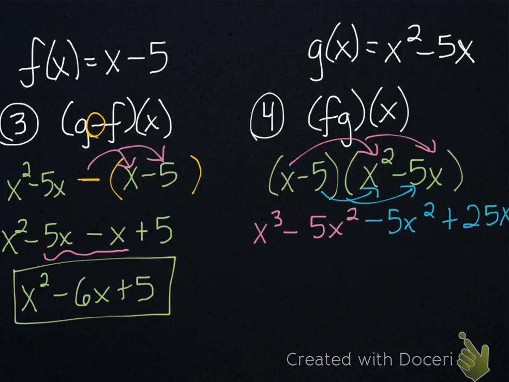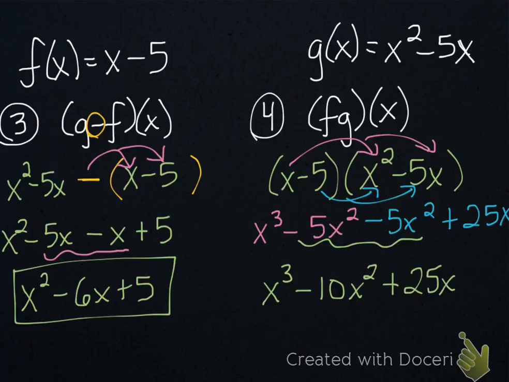Now it's time to combine like terms. I only have one x cubed, so I'm writing it down. Notice I've got 2 x squareds. No, they don't cancel. Negative 5 and negative 5 gives us negative 10. Then we add the 25x because there's no like terms to combine with it.